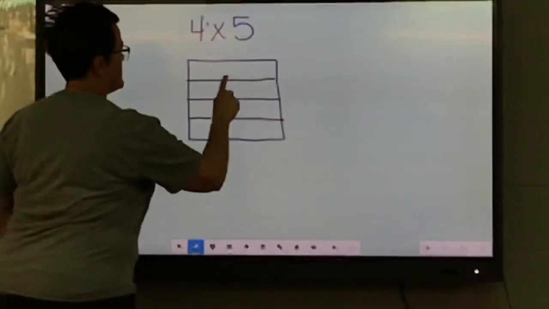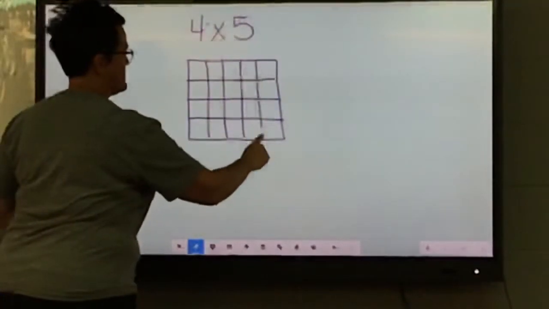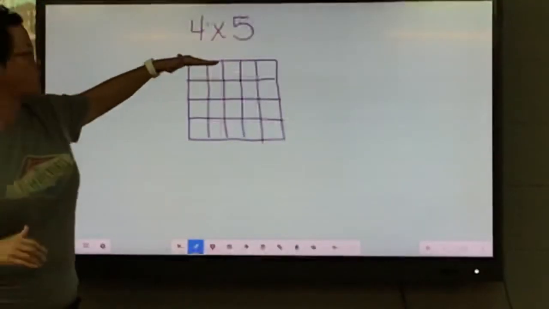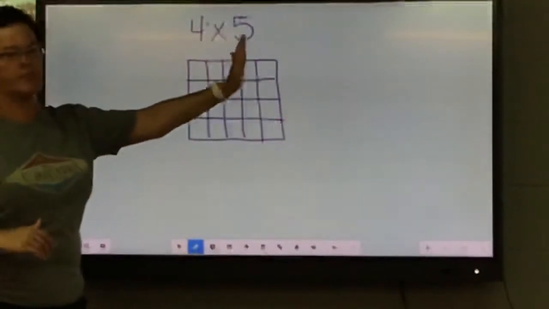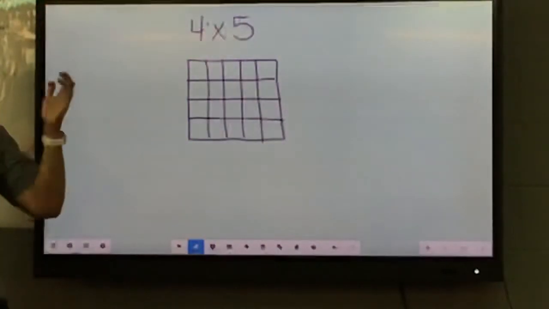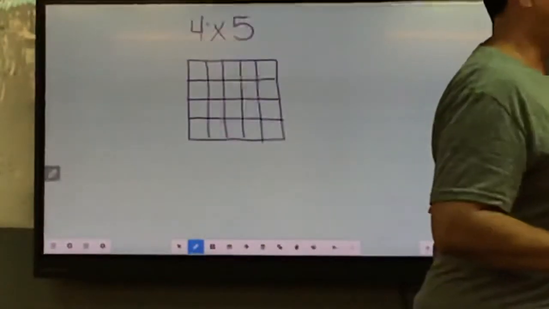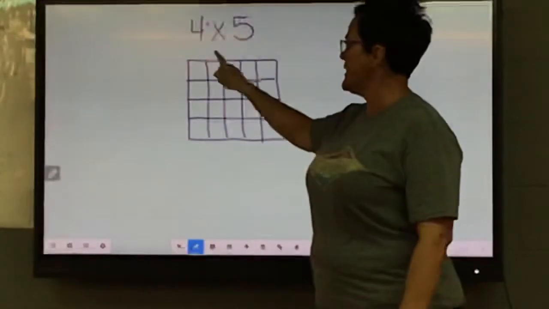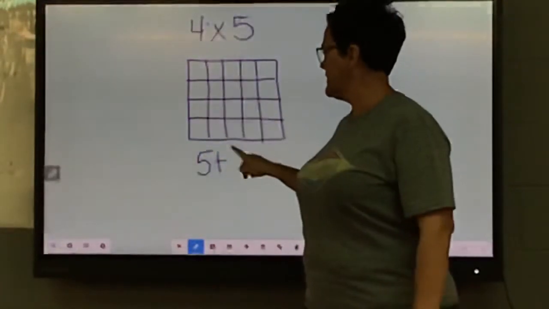So you have your tiles put together like that for your array. You have 4 rows of 5. So what is our repeated addition for this array that you just made? How many do you have going across here? 5. Plus how many here? 5.